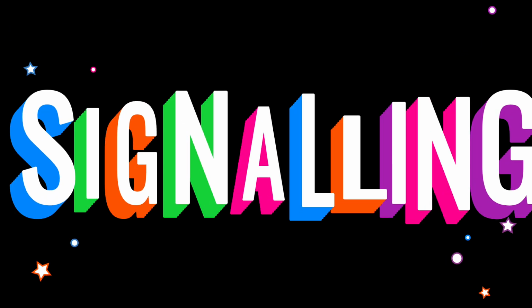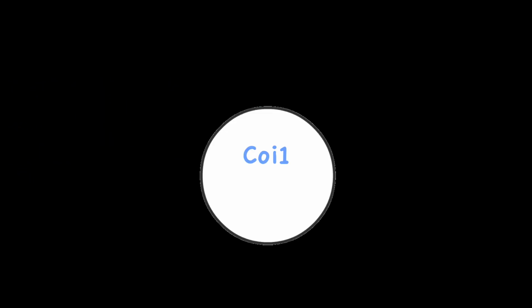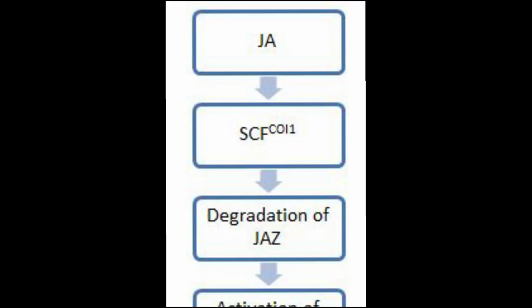So now we will know about the signaling pathway of jasmonic acid. The signaling pathway begins with the perception of jasmonic acid isoleucine and involves several steps. Perception: jasmonic acid isoleucine binds to the COI1, that is coronatine insensitive 1 receptor, part of the SCF, that is SKP1-Cullin-F-box complex, which functions as an E3 ubiquitin ligase.